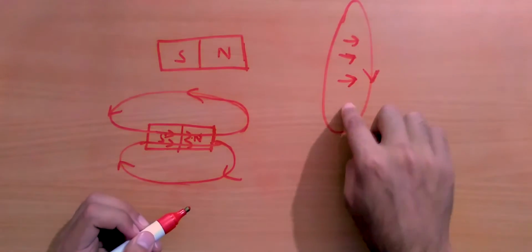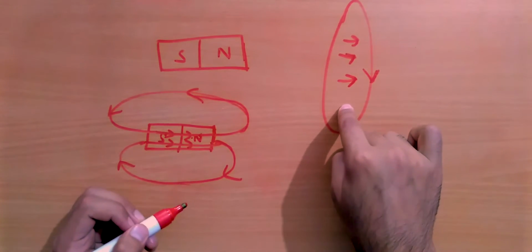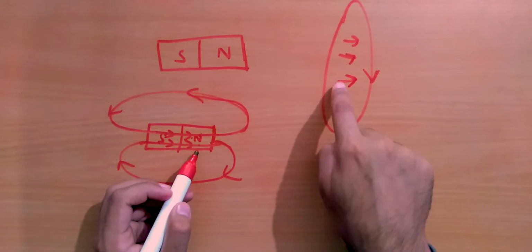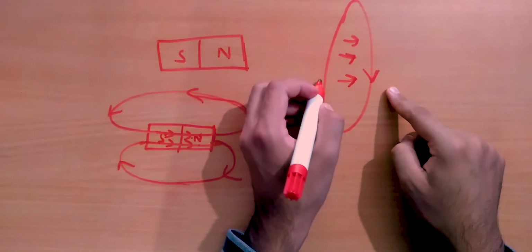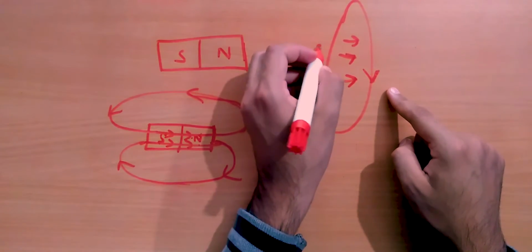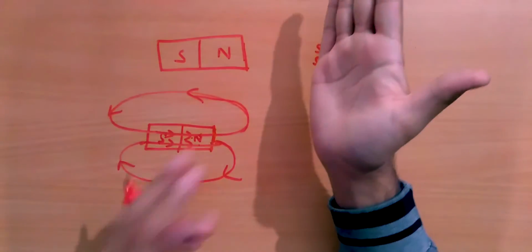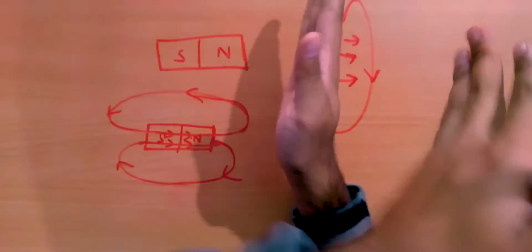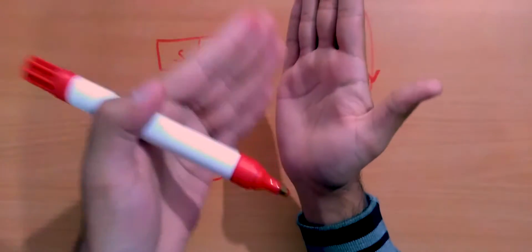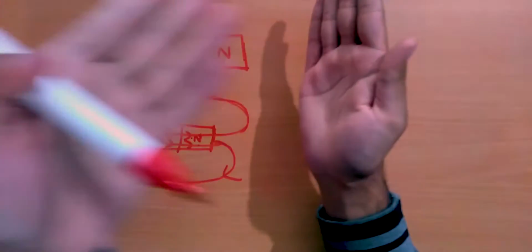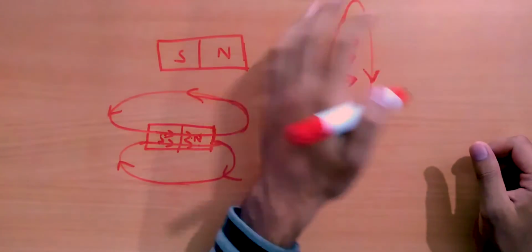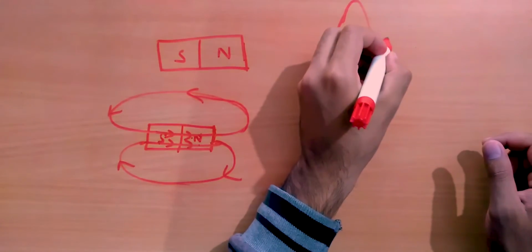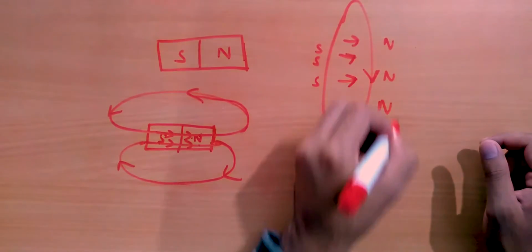So inside the loop, which is like inside the magnet, they should go from south to north, south to north. So this side is like the south of the coil. If this is the coil, this side should be the south of the coil, and that side should be the north of the coil. That's why they're going from south to north through the coil. So the top side of the coil is south, and the other side is the north.